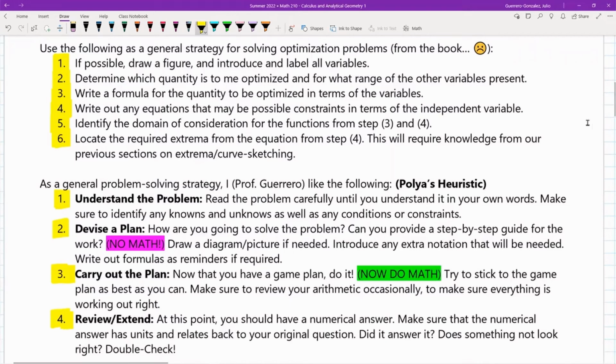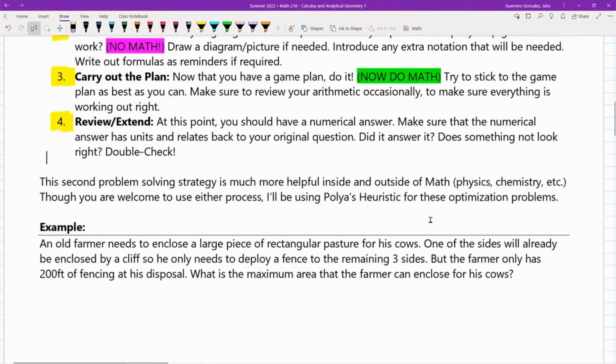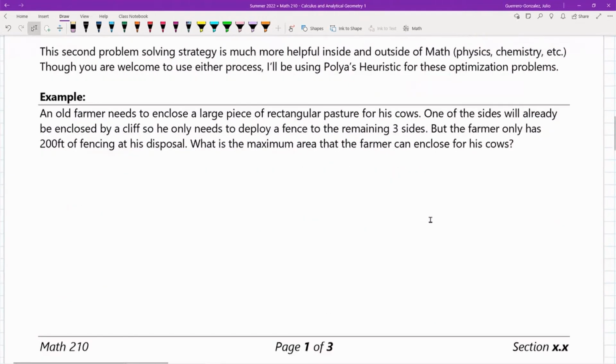All right, so let's jump into this. I have an old farmer that needs to enclose a large piece of rectangular pasture for his cows. One of the sides will already be enclosed by a cliff, so he only needs to deploy a fence on the remaining 3 sides, but the farmer only has 200 feet of fencing at his disposal. What is the maximum area that the farmer can enclose for his cows?